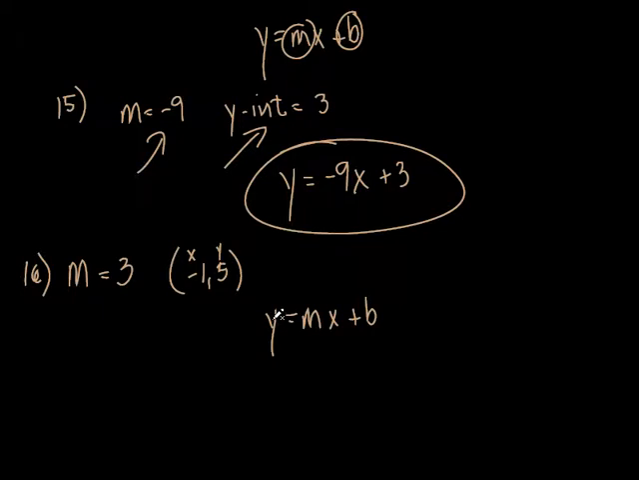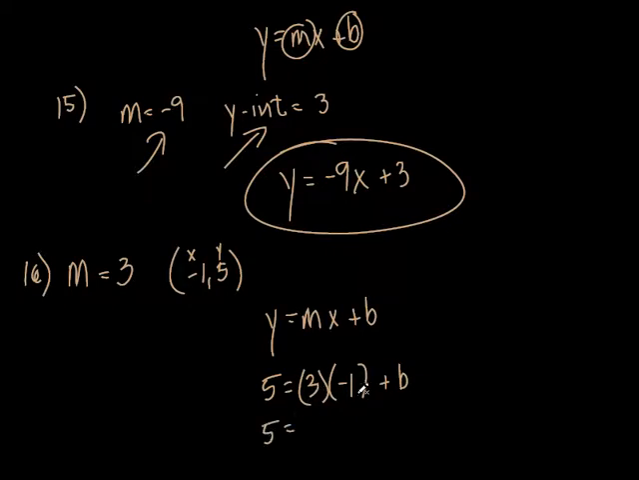And what can we solve for then? The b. That's the only thing that's left over. Everybody seeing that? So let's plug and chug, right? Let's stick stuff in. What are we putting in for y? 5. What are we putting in for m? What is that 3 doing to the x? It's multiplying, right? And the x is negative 1. And then we put what? Plus b. Look how easy this is now.